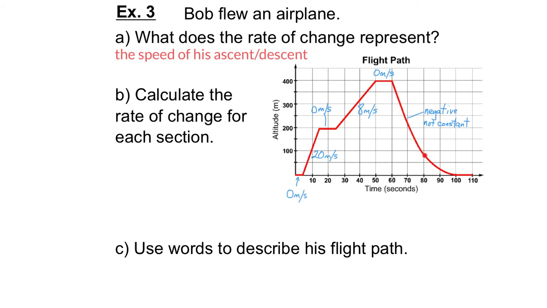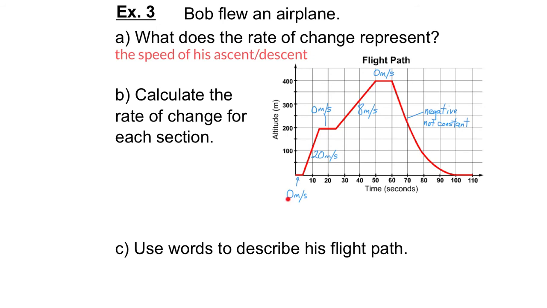Over here, because this is not a constant rate of change, because it's a curve, we can't get a specific value for this section. You may have found the average rate of change from here to here, and that's fine. You should get a negative number though, because it's decreasing.